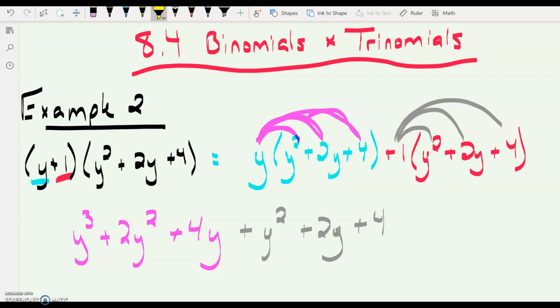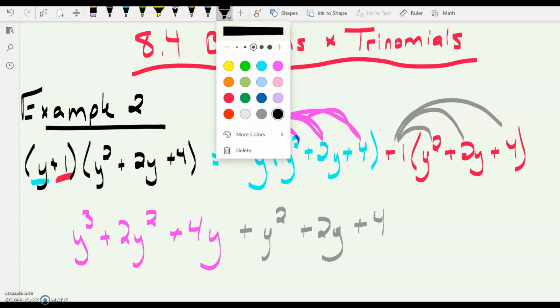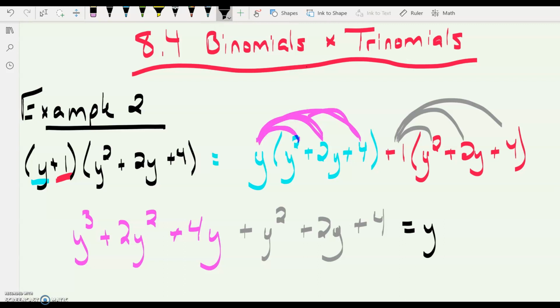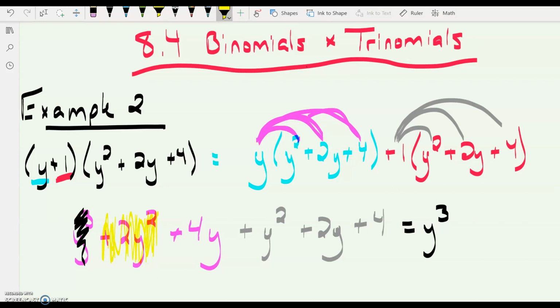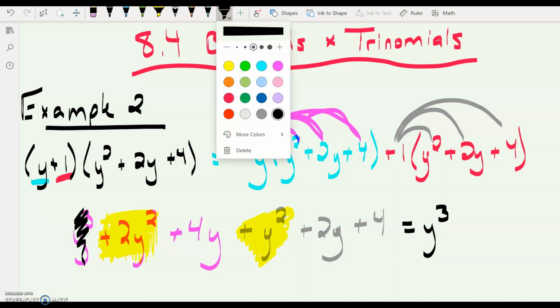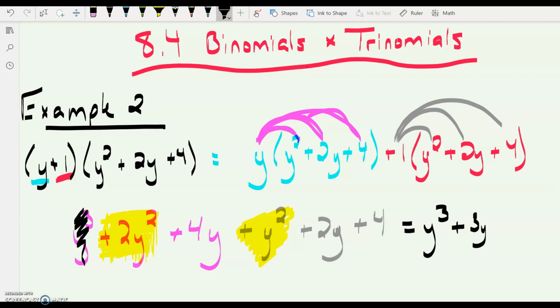My y cubed does not have a like term, so I'm able to go ahead and write that in my solution, y cubed, and I kind of get rid of it once I'm done using it. Taking a look through here, what we should be able to take note of is that we have a plus 2y squared here, and we also have plus a y squared. So 2y squared plus y squared is going to leave us with positive 3y squared.